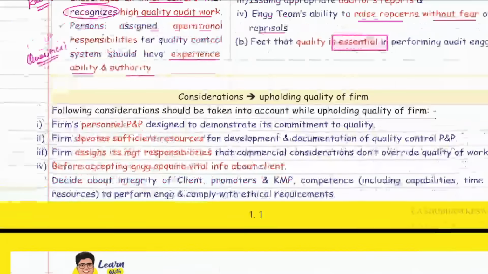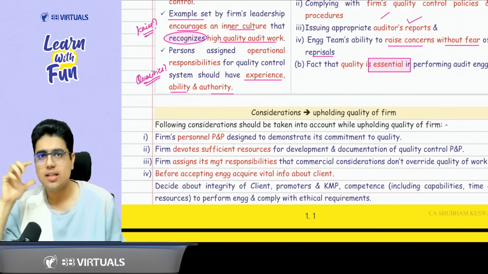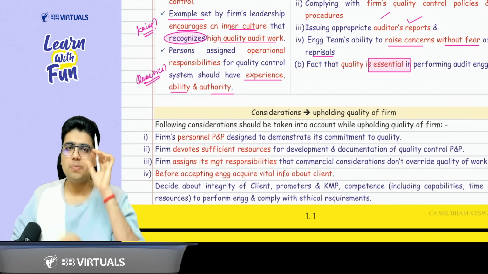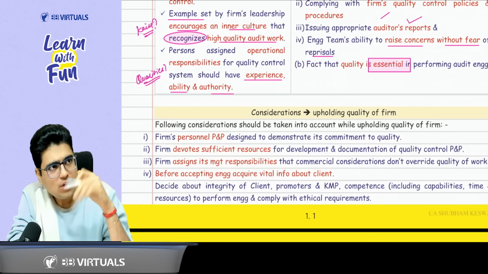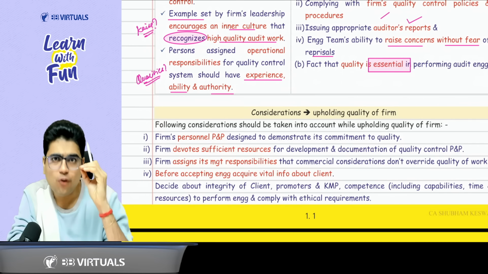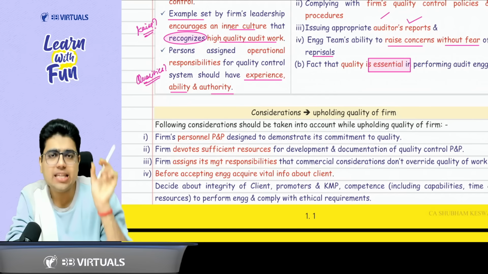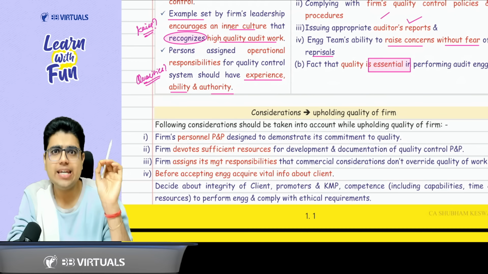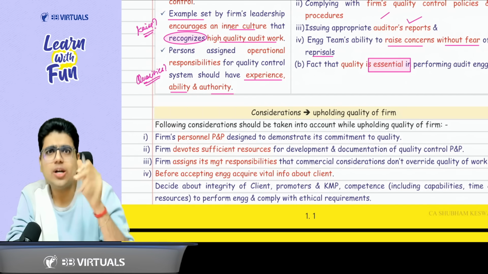Now comes the next topic that talks about considerations for upholding the quality of the firm. What does this topic talk about? Please understand. Whenever you are doing an audit engagement or any type of engagement, what should be given priority? Quality of work or the money that you are going to get from it? I'm asking again. When you are taking up any engagement, what should be given priority? Quality of work or the amount that you are getting from it?